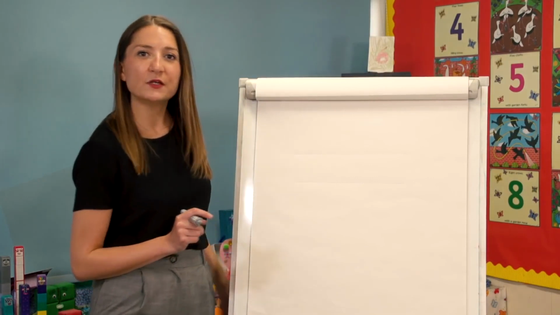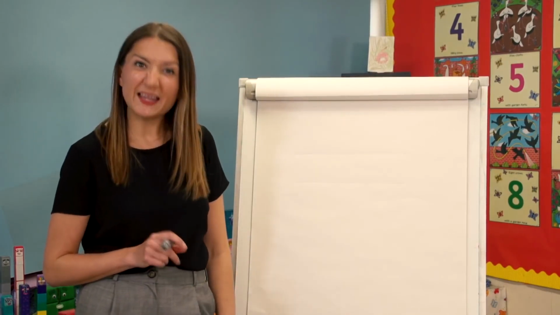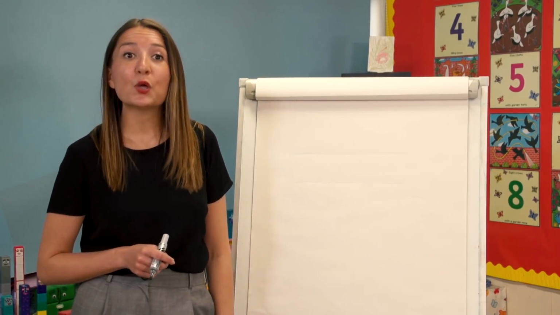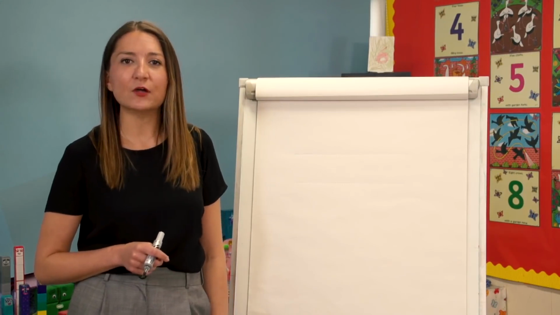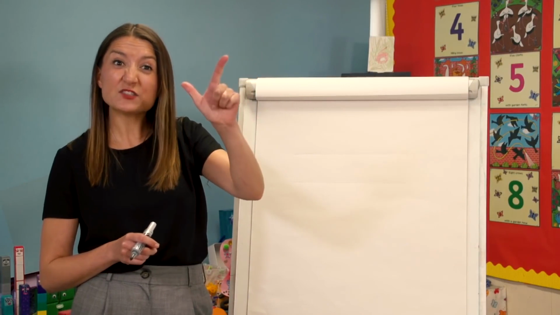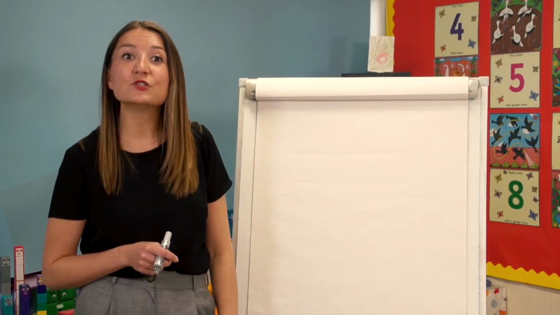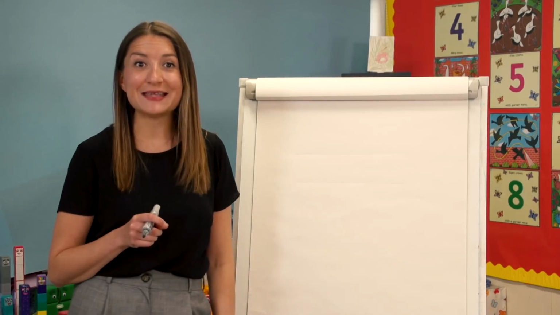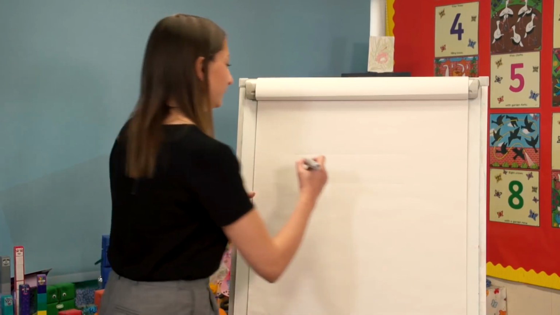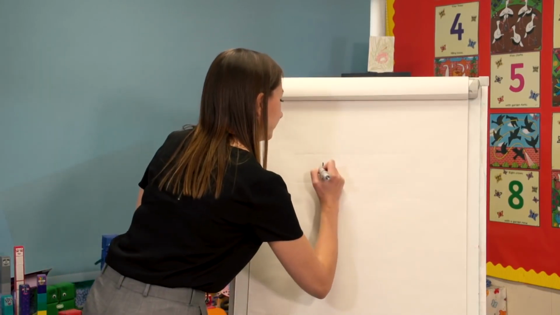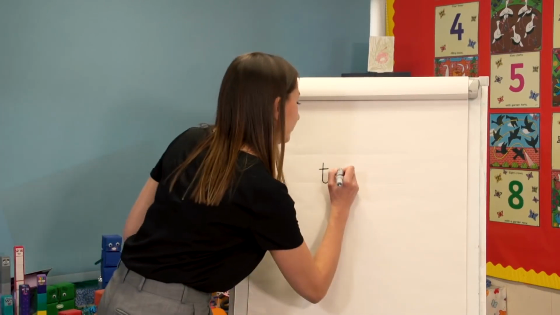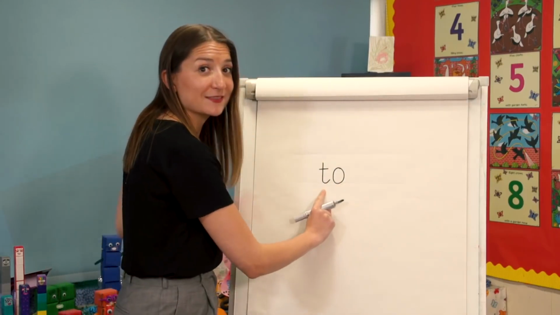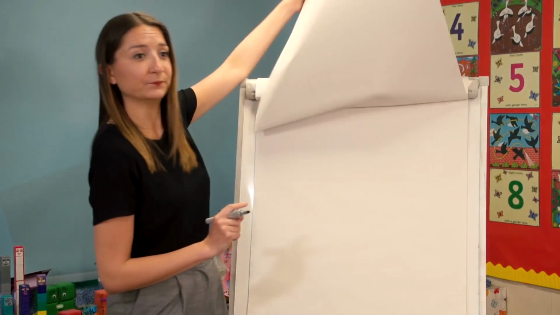Let's spell another tricky word. We've spelled the word to before. Let's practice spelling it again. Segment the sounds with me. To, t, oo. Let's count how many sounds there are. T, oo. That's 2 sounds. Watch me write to. It's tricky because the letter O says oo. Watch me. T, oo. That's 2 sounds. Now you have a go.